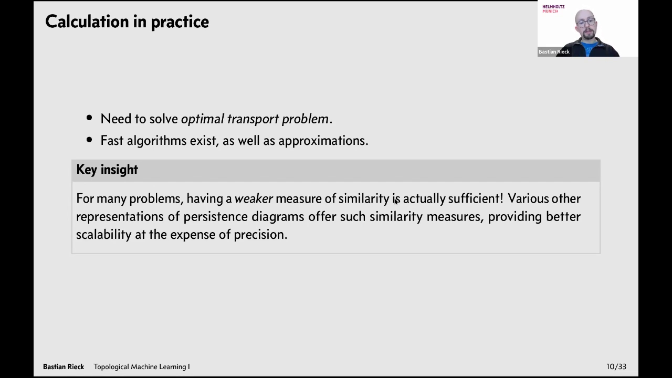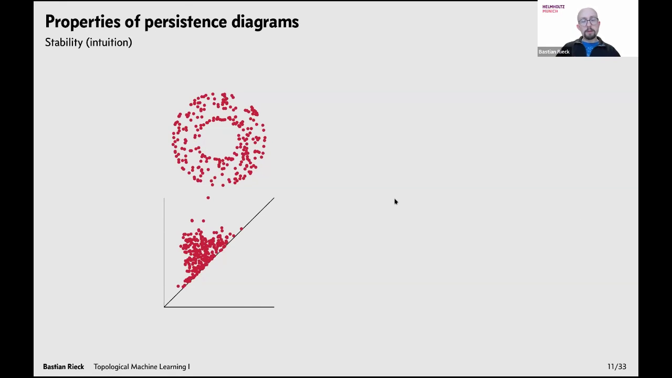There are other representations of persistence diagrams, and they in turn offer such similarity measures, which in some sense scale better, so we can calculate them faster, quicker, and for bigger data sets. But of course, there is always a trade-off, and the trade-off here is that we trade some precision. So we might end up not being able to tell two things apart, even though their persistence diagrams are supposed to be different. Now, before we go into that, let me also tell you why persistence diagrams are relevant and useful in machine learning in general.